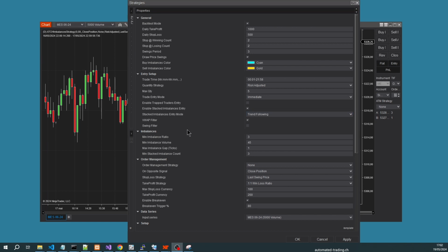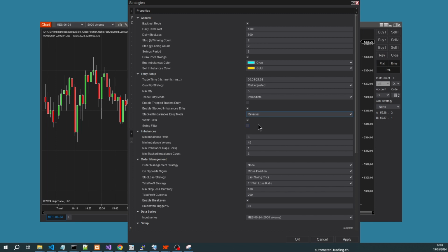Okay, so the next parameter I would like to explain is this stacked imbalance entry mode. The first two values of this parameter are straightforward. You have a trend following mode or a reversal mode. The trend following mode will enter the trade in the direction of the stacked imbalance. So if you have a buy stacked imbalance, you expect the price to go higher, you enter the trade long. Inversely, if you have a sell stacked imbalance, which is on the bid side, on the left side, you expect the price to go lower and you open a sell position.